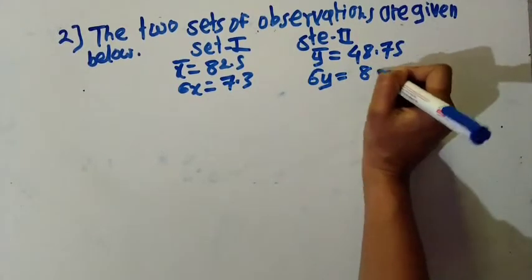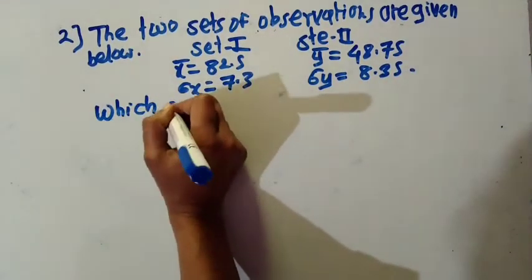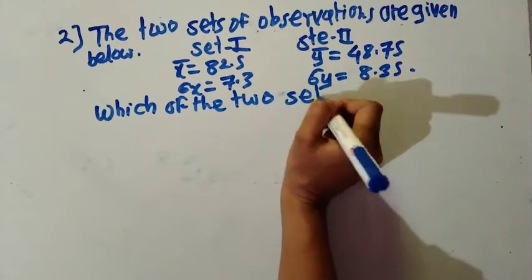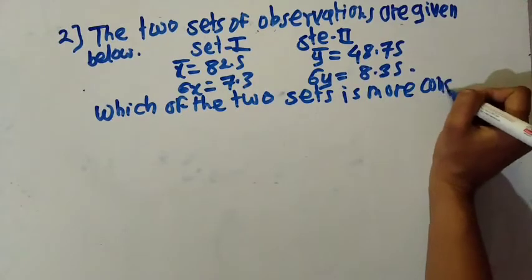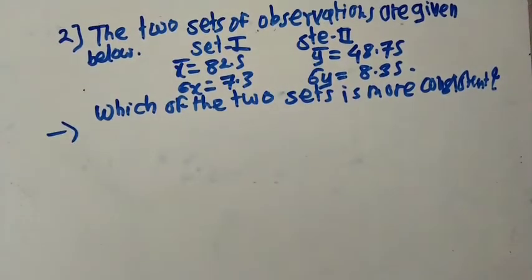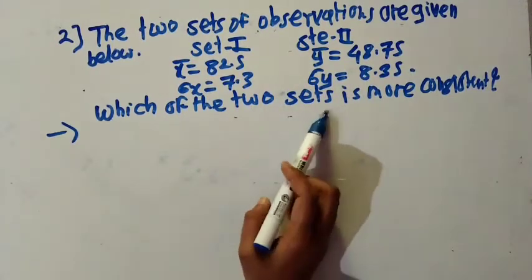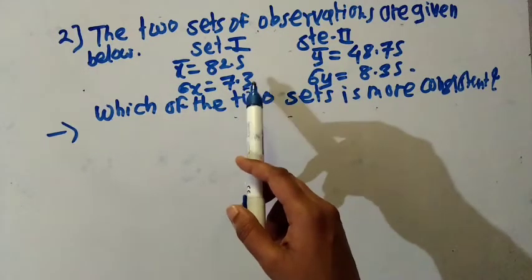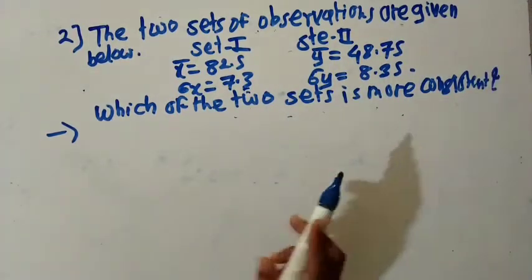And sigma y is equal to 8.35. Then which of the two sets is more consistent? The values are given directly for set 1 and set 2. Then find out which of the two sets is more consistent. So we have to find the coefficient of variance of each. The one whose coefficient of variance is less is more consistent.